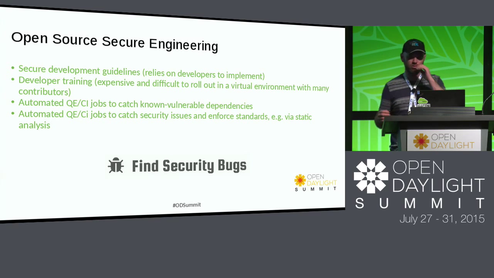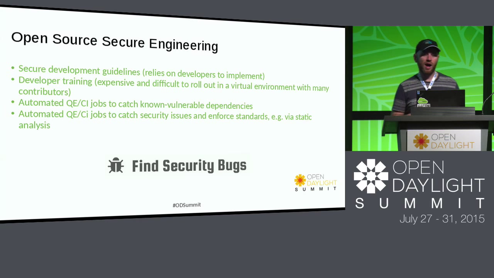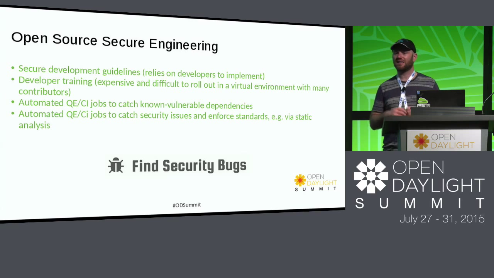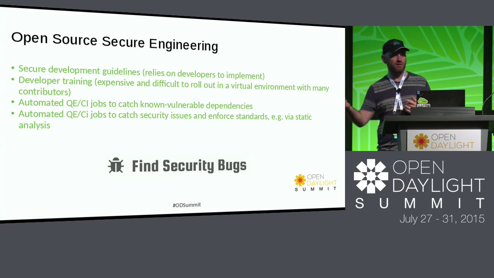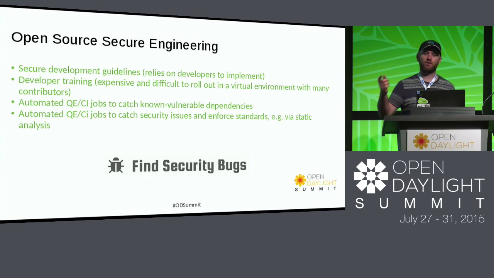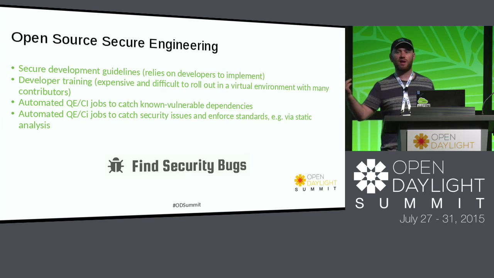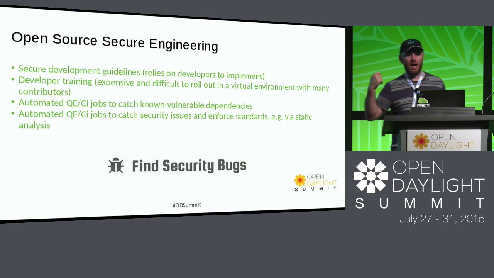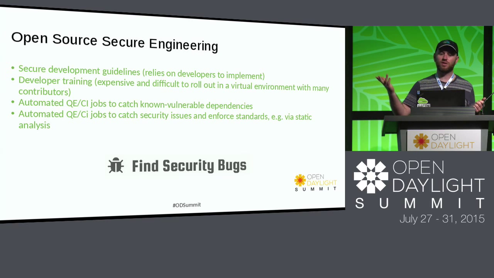It's just not feasible. So I think what we should rely on is automated jobs in the QE or continuous integration system to catch known vulnerable dependencies. When you're writing Java applications, you typically introduce a very large number of dependencies, all of which could have their own vulnerabilities. So if any of those are known to have a vulnerability, you want to catch it. And then we should also have automated jobs that use static analysis or other approaches to identify chunks of code that look like they're vulnerable.